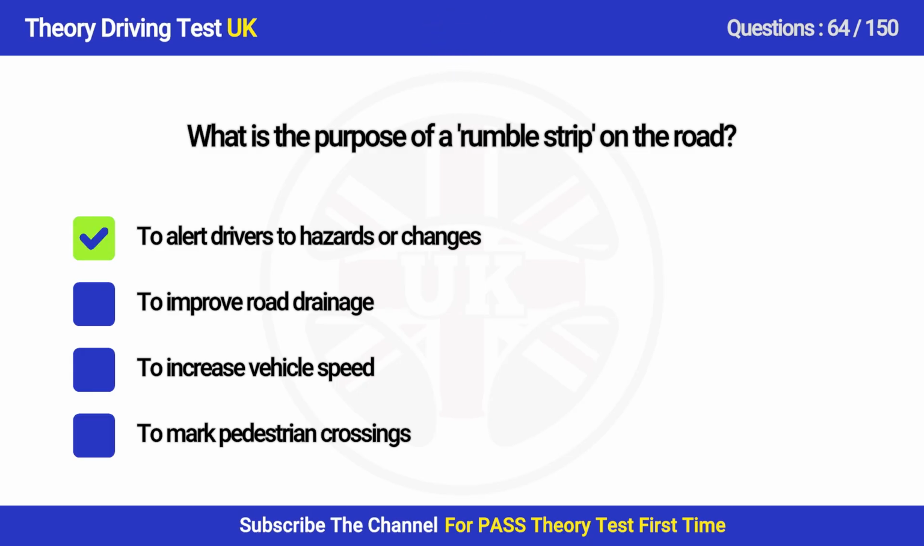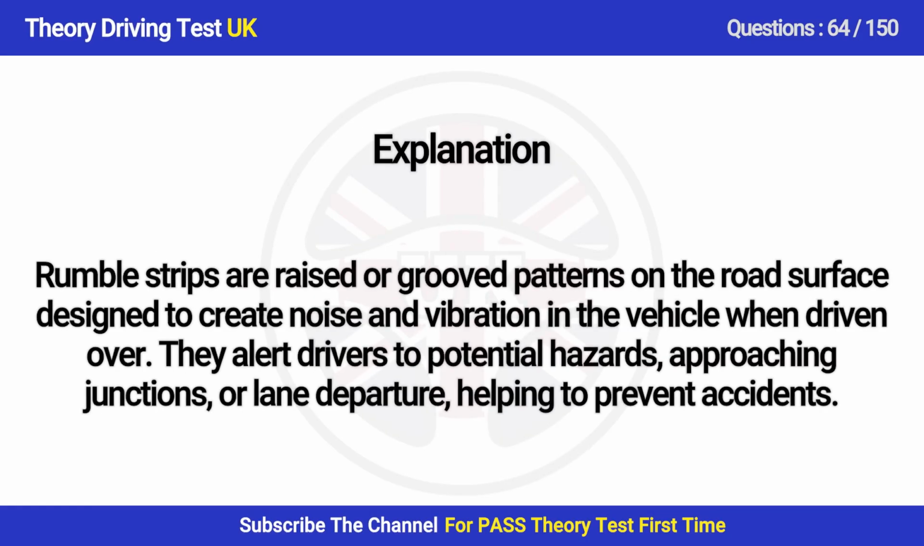Answer is A, to alert drivers to hazards or changes. Rumble strips are raised or grooved patterns on the road surface, designed to create noise and vibration in the vehicle when driven over. They alert drivers to potential hazards, approaching junctions, or lane departure, helping to prevent accidents.